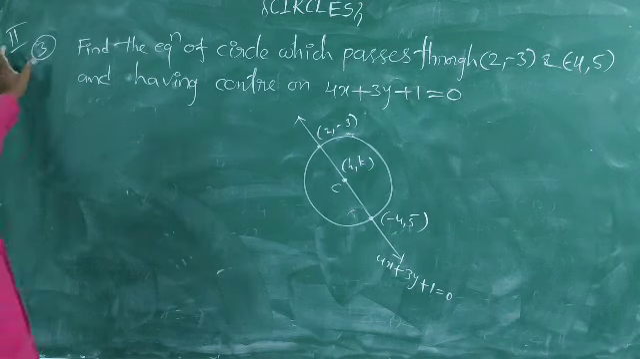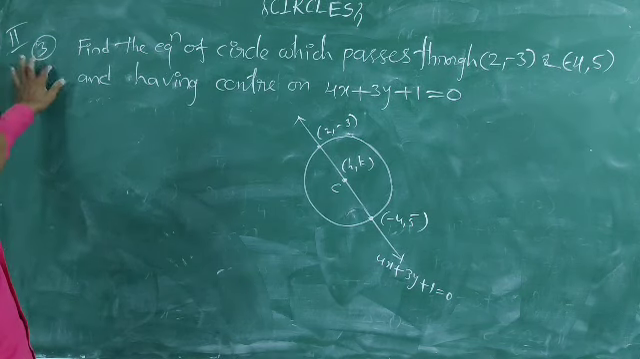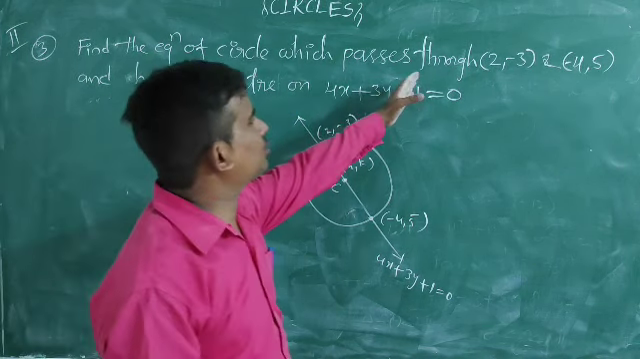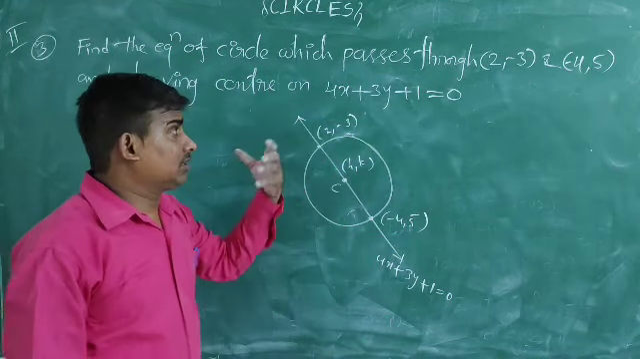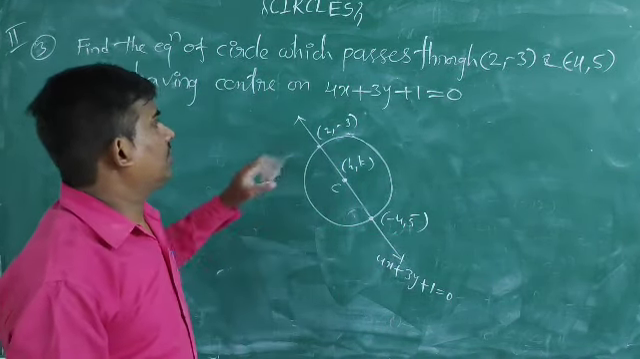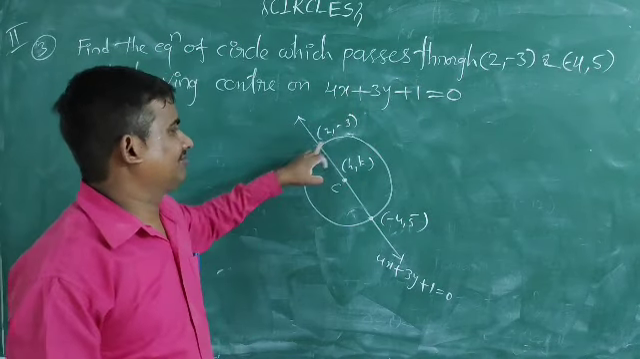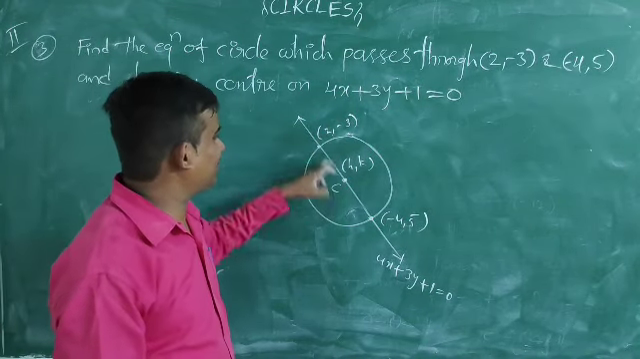Okay, let me see the question in Roman 3, third question. Find the equation of circle which passes through these 2 points and whose center lies on this line. Fortunately, our given 2 points lie on the same line. That means those 2 are the endpoints of the diameter.